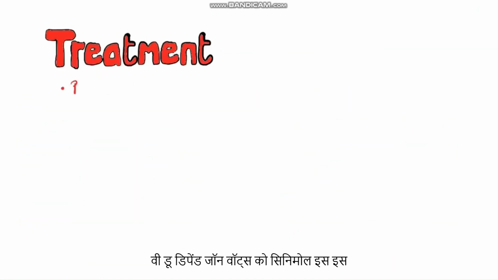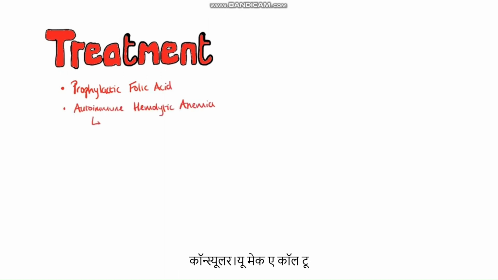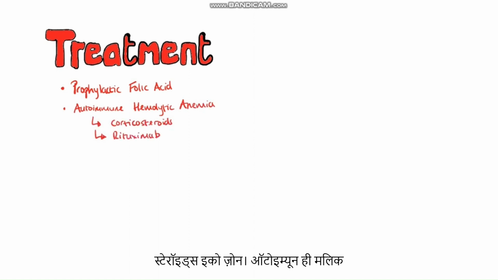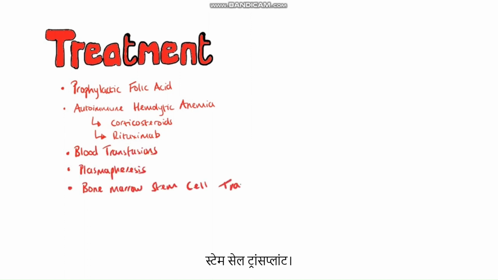Treatment-wise, what we do depends on what's causing the hemolysis. It may be beneficial to give folic acid as a prophylactic measure, as active hemolysis consumes it. You may give corticosteroids if the cause is an autoimmune hemolytic anemia, and rituximab has also been shown to be effective if steroids are not working. Other options include blood transfusions, plasmapheresis, and even bone marrow stem cell transplants.